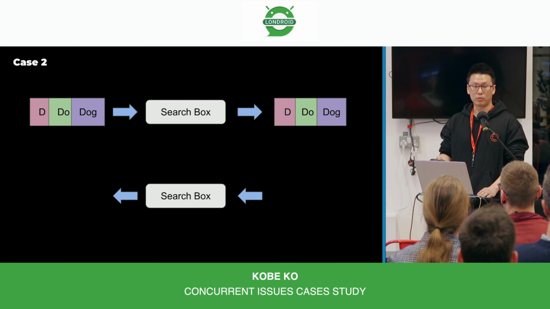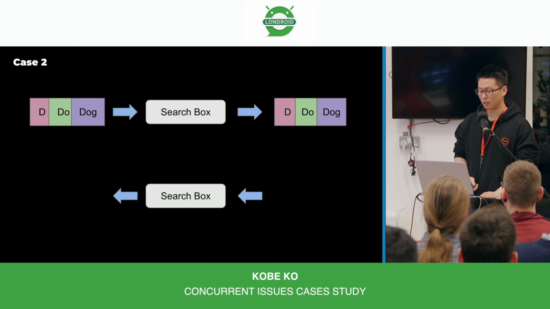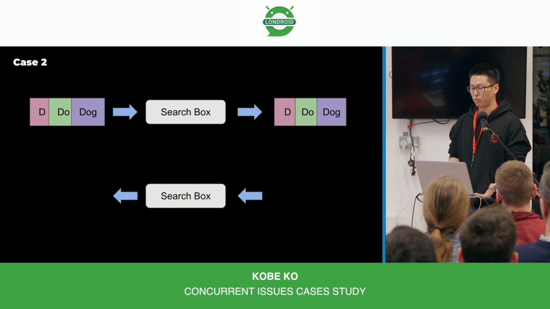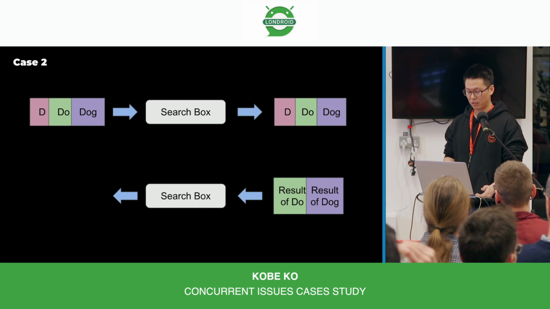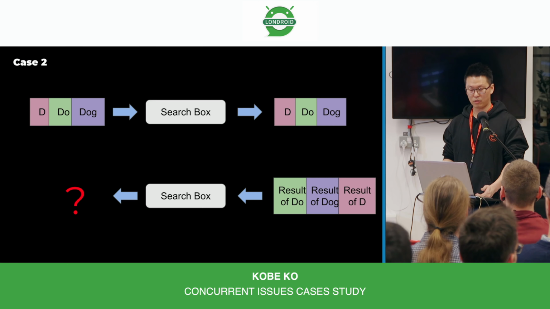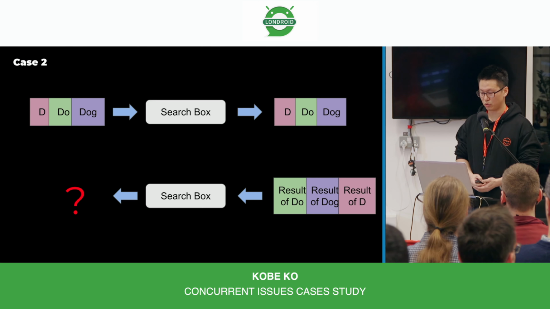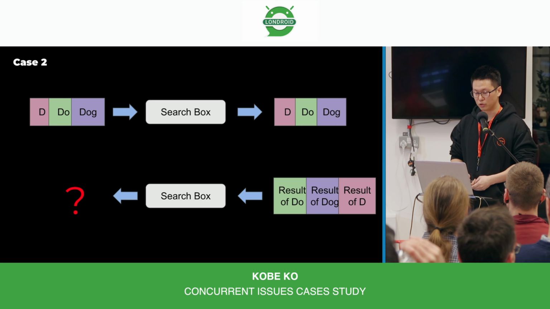And it's a network request, right? For some mysterious reason, the results may come back in a random order, like the result of DO comes back first, then DOG, and then D. How would you like to update your view? How do you solve this kind of concurrency issue?